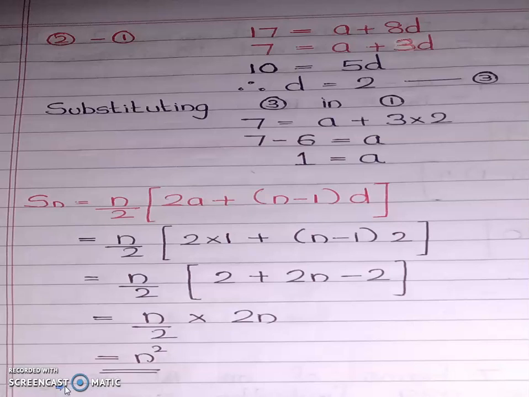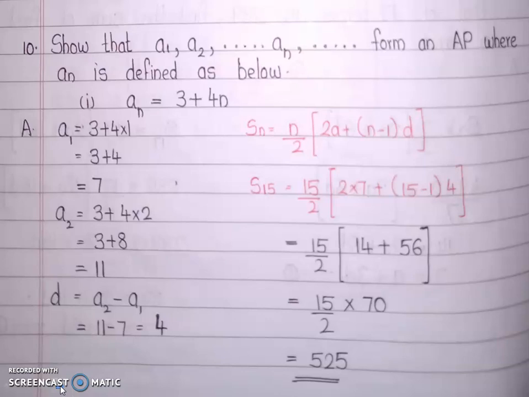Watch the video once again for repeating it. Okay. Next, 10th one. Show that a1, a2, etc., an form an AP. Here the nth term is given as 3 plus 4n. Put values for n: 1, 2, 3, 4. You will get a1, a2, a3, a4. Find the common difference. If you are getting the same common difference, this will be an AP.